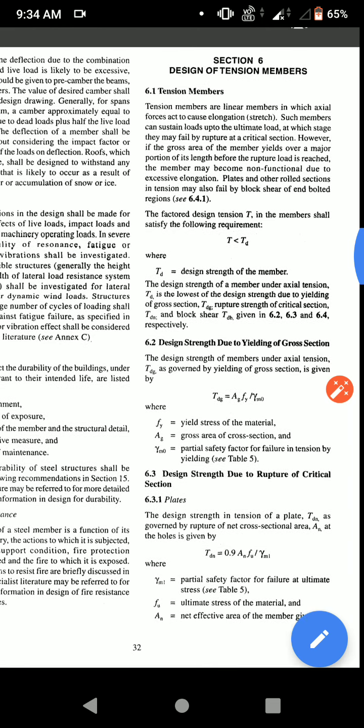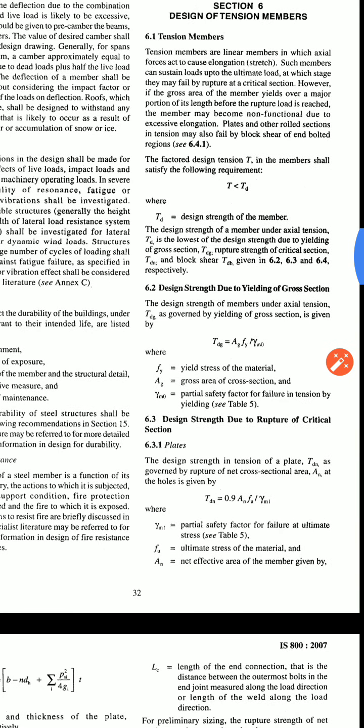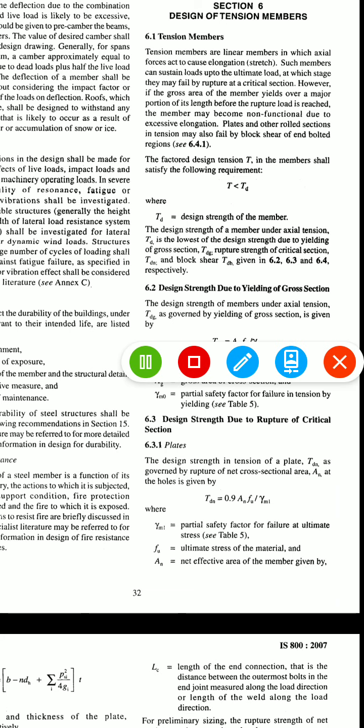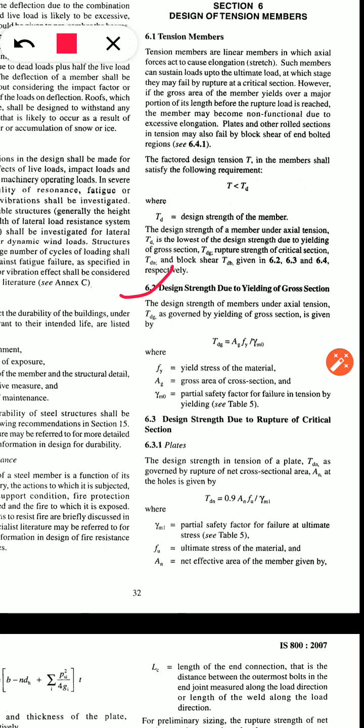First we have to calculate the design strength due to yielding of cross section, which is given on page number 32. This is the first formula. Design strength due to yielding of cross section is given by Tdg equal to Ag fy divided by gamma m0, where Ag is the gross area, fy is the yield stress, and gamma m0 is the partial safety factor. So this is the formula to calculate the design strength due to yielding of cross section.